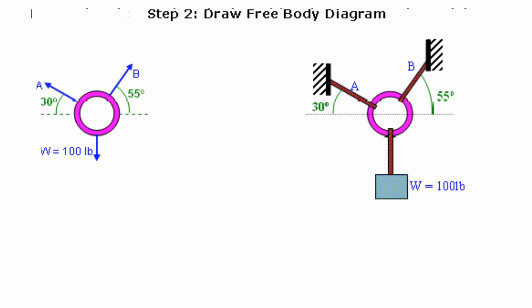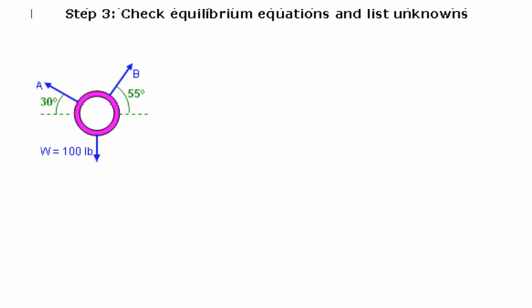Why? If we were to draw an FBD of the suspended weight, the only forces on it are gravity and the upward tension. To be in equilibrium, the tension must equal the weight.